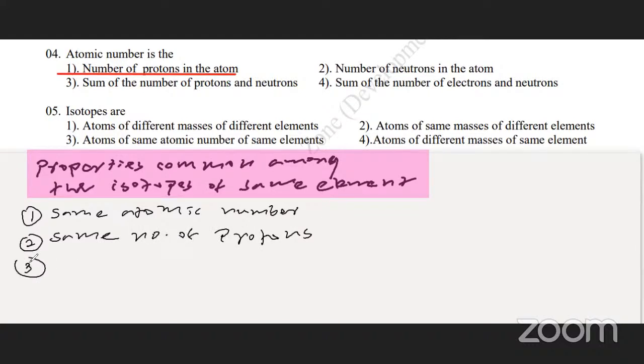Number 3, same number of electrons. Same atomic number, same number of protons, and same number of electrons. Number 4, same electronic configuration.